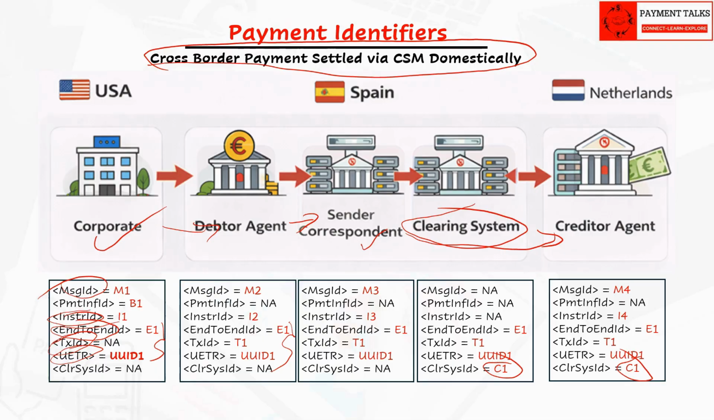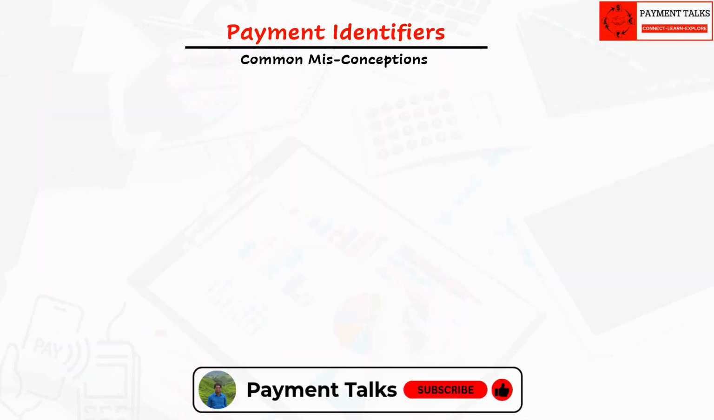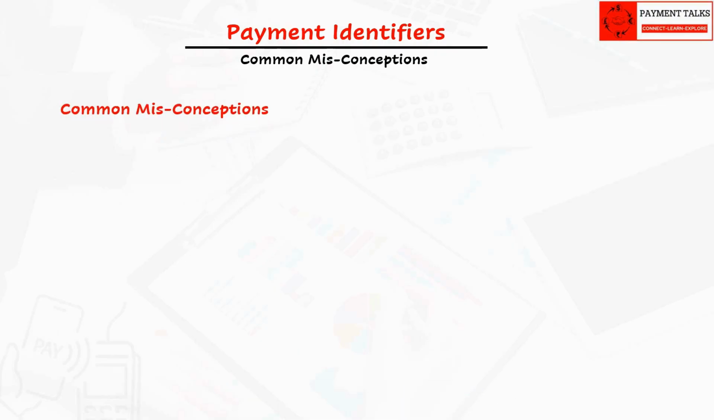End-to-end identifiers like end-to-end ID, transaction ID and UETR survive infrastructure boundaries. They pass through clearing systems, correspondent banks and payment scheme gateways without change. Let us now look at some of the common misconceptions on the IDs.